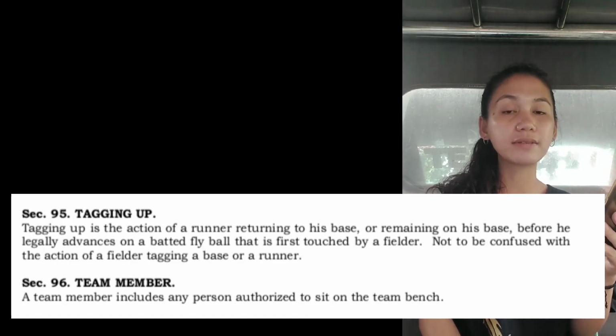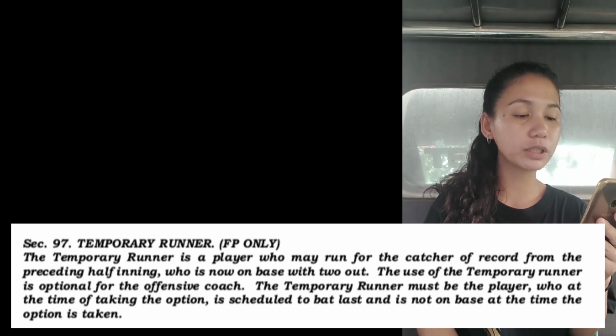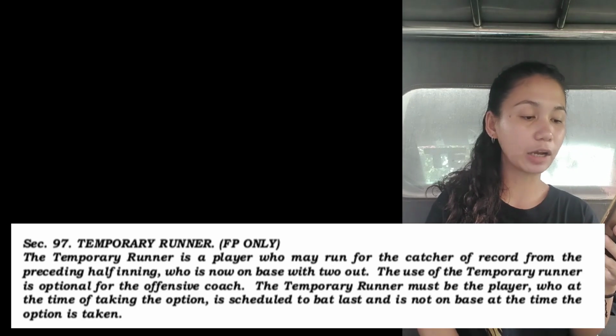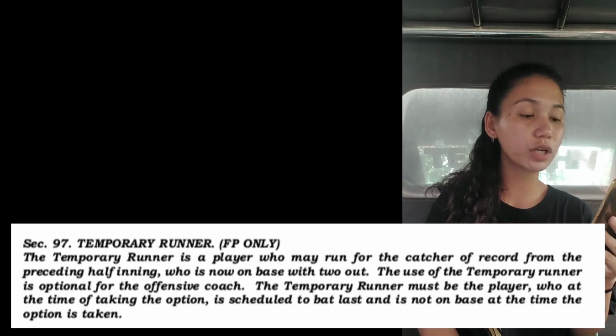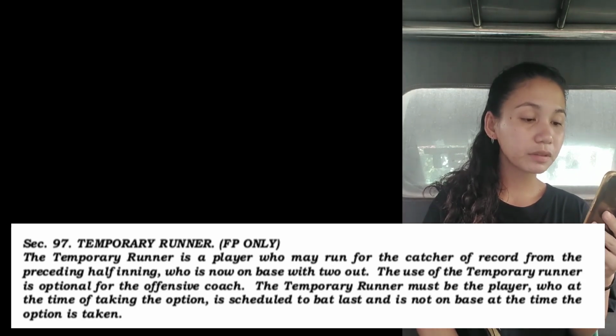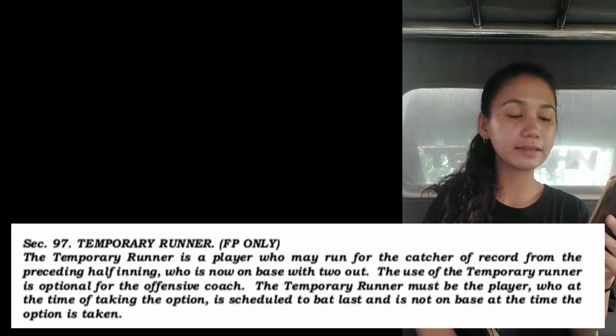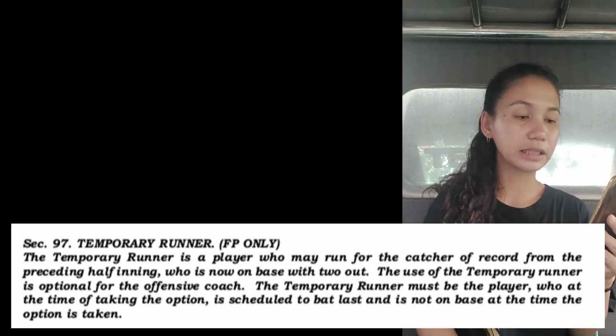Let's move on to rule number 1, section 97. Temporary runner, FP only. The temporary runner is a player who may run for the catcher or for the player who recorded the preceding half inning's out and is now on base with 2 out. The use of the temporary runner is optional for the offensive coach. The temporary runner must be the player who, at the time of taking the option, is scheduled to bat last and is not on base at the time the option is taken. So that is section 97.